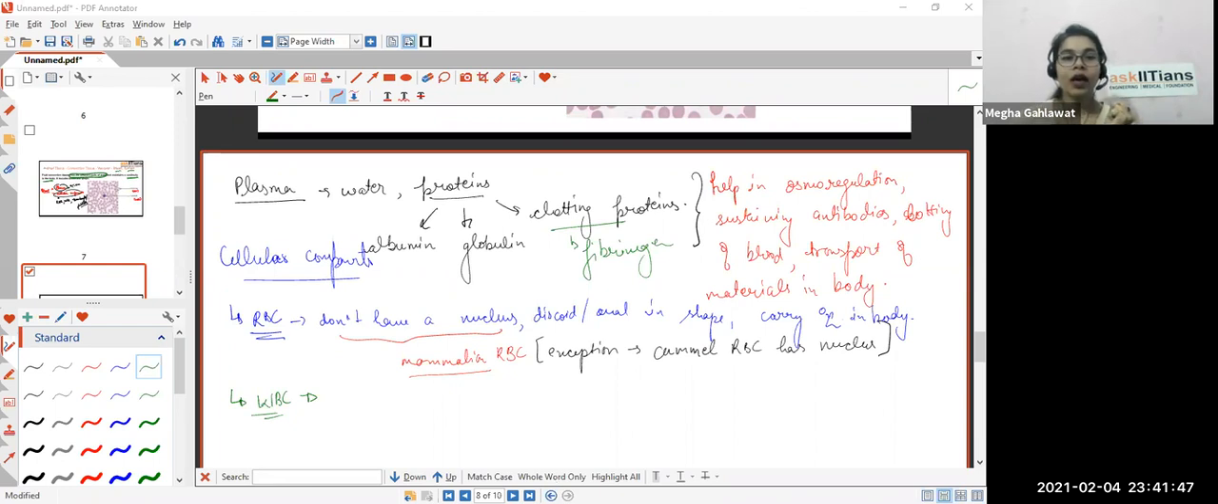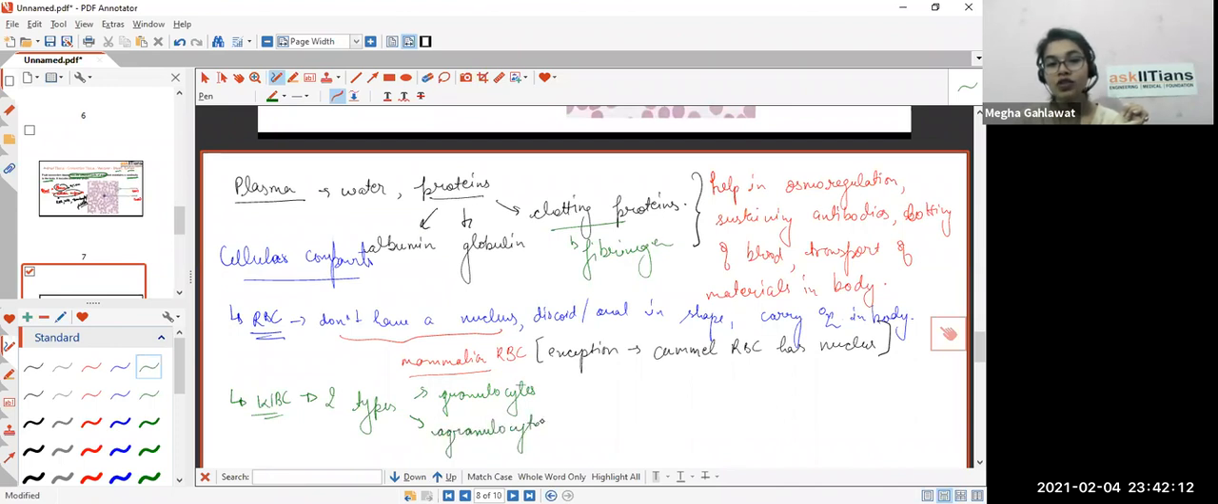Now, these leukocytes could be of two different types: we have the granulocytes and the agranulocytes. I'll just brief it out a bit because that is not in your NCERT syllabus, but it's a teensy bit important. As the name suggests, granulocytes are the ones which have granules in their cytoplasm, and agranulocytes are the ones which do not have granules in their cytoplasm.